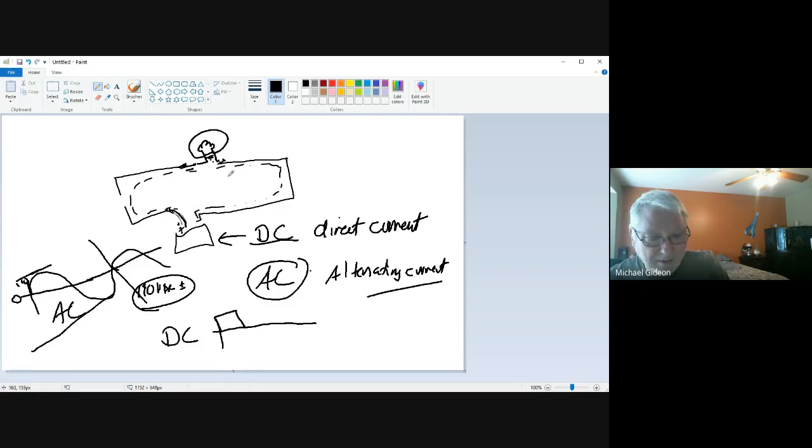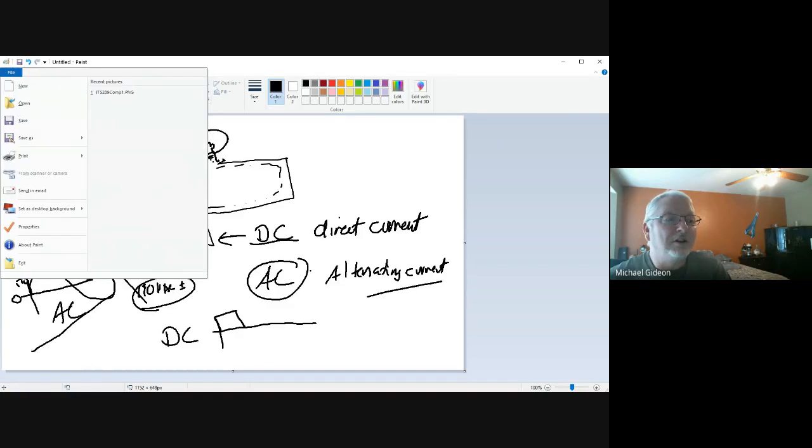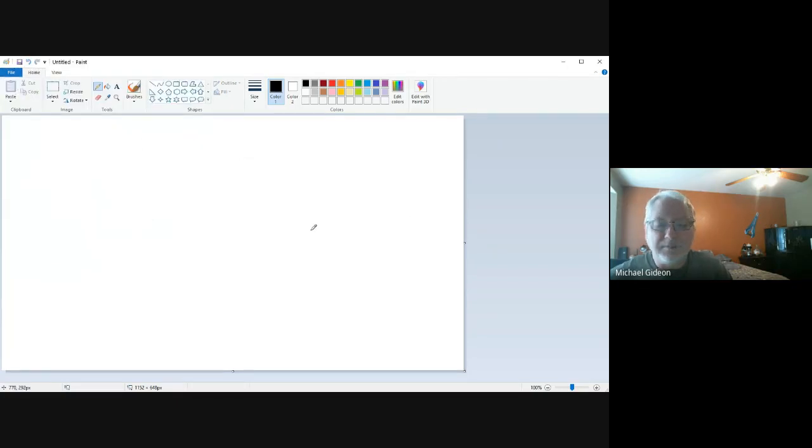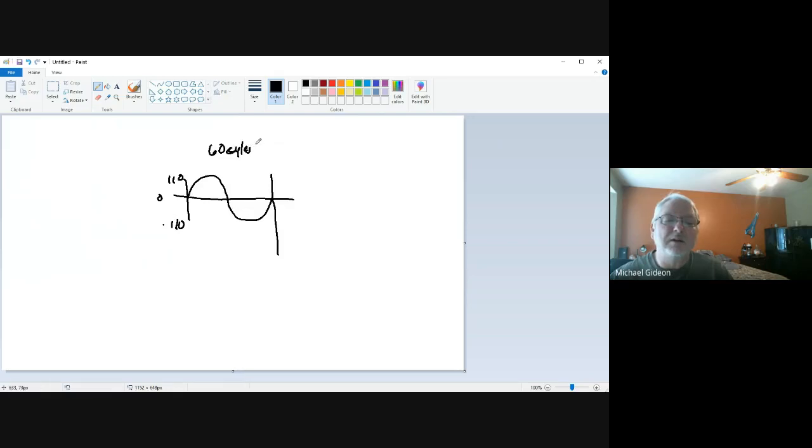Let me make a new page here so I can draw a level. On an alternating current, much better, okay? We have 0 voltage, we have 110 volts, and we've got negative 110 volts. So alternating current can go negative once it reaches this point at 0, and this is 1 cycle, and this right here is 60 cycles per second, a second, okay?